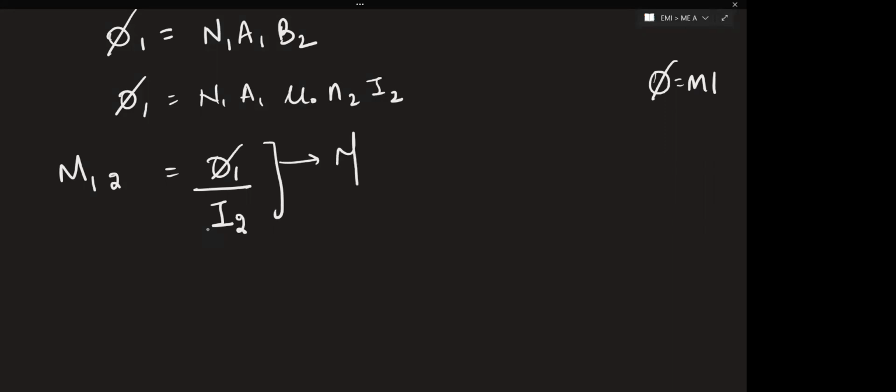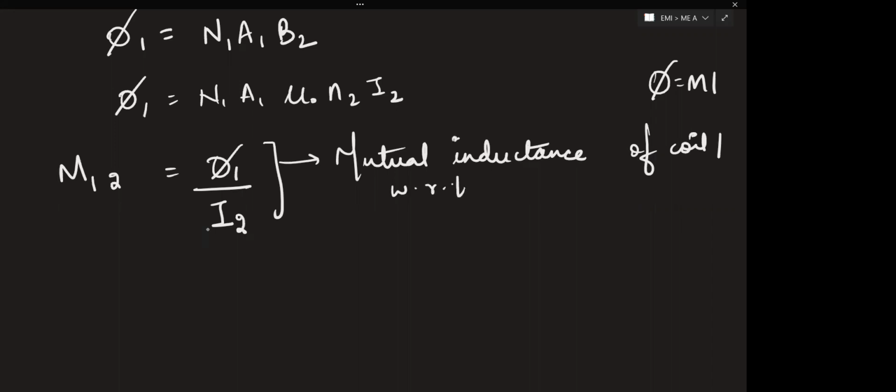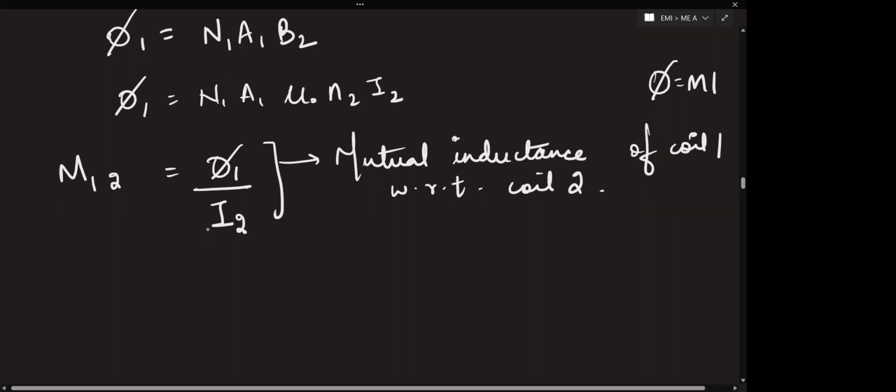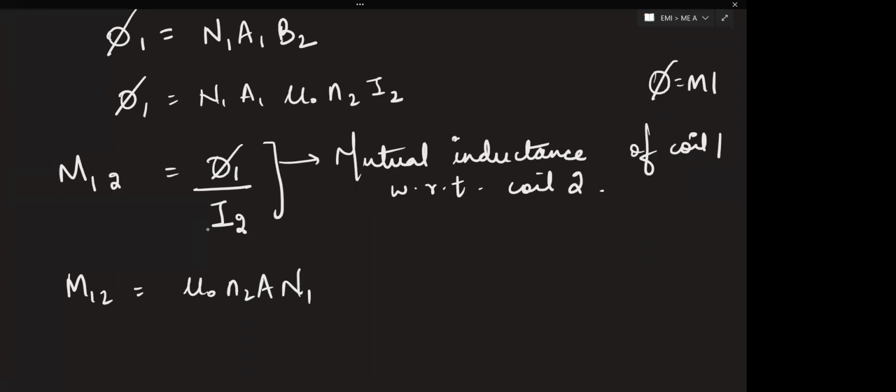This is the mutual inductance of coil 1 with respect to coil 2: phi1 divided by I2. Why phi1? Because induction is occurring in this coil, the first coil. But due to which coil? Second one. That's why I2. So now we just have to put in the values. This will be mu naught N2 A into N1, because I2 will get cancelled. So only this much will be left.